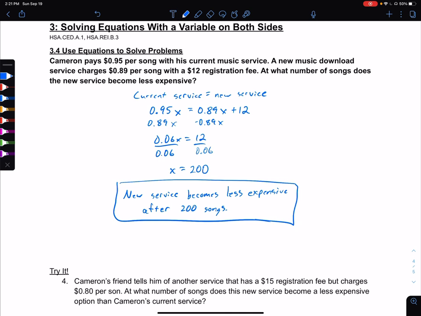If you're not going to use the program a lot, then you're usually better off with a service that doesn't charge a registration fee, charges more per item. But again, it's dependent on what the specific example is. For this problem, the new service is less expensive and you'll save a little bit of money, 6 cents per song, after 200 songs. And that's it.